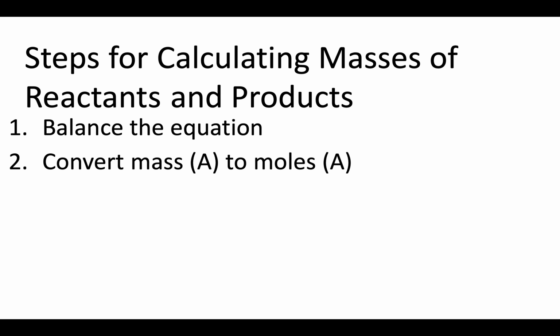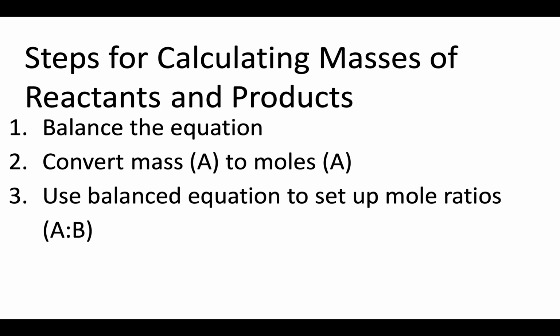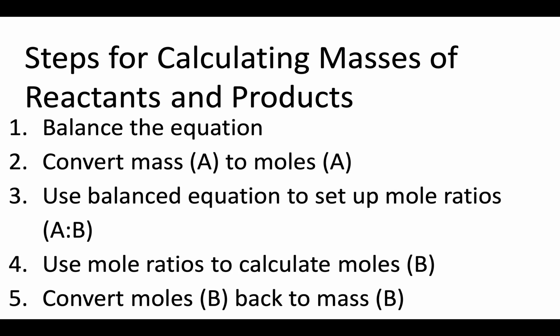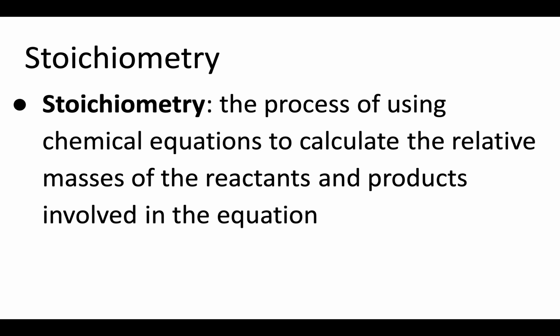All right, so next you're going to convert mass of substance A into moles of substance A. You are going to set up mole ratios using the balanced equation, use that mole ratio to figure out how many moles of substance B there are, and then convert moles of B back into mass of B. We're going to go over some examples so it's not as confusing. Basically what you're doing is referred to as stoichiometry. You're using balanced chemical equations to figure out the relative amounts, and also masses, which is what we're starting today, of the different products and reactants involved in those equations.